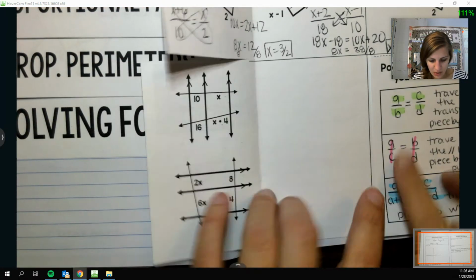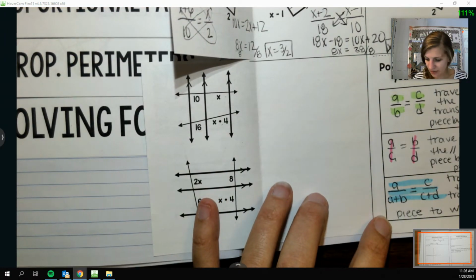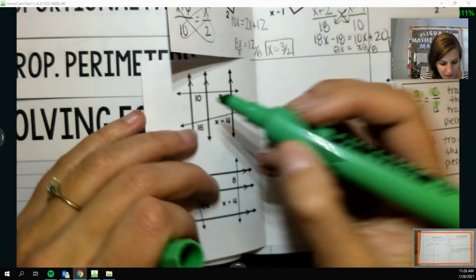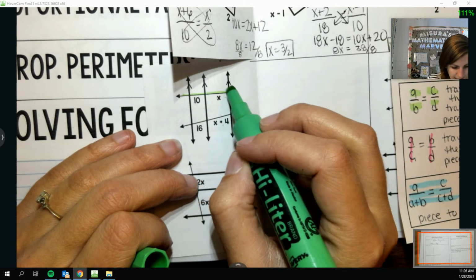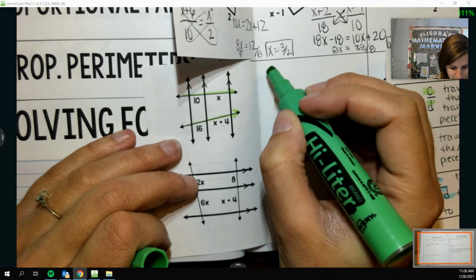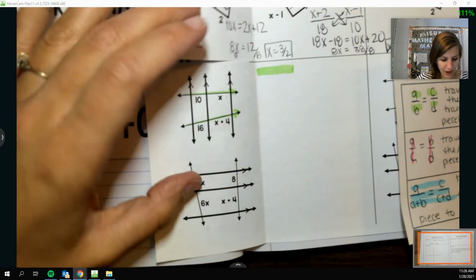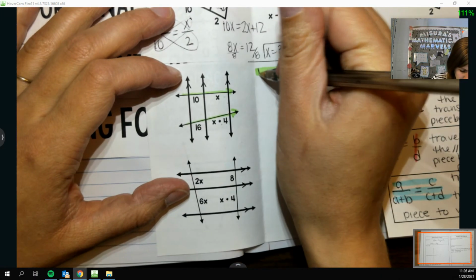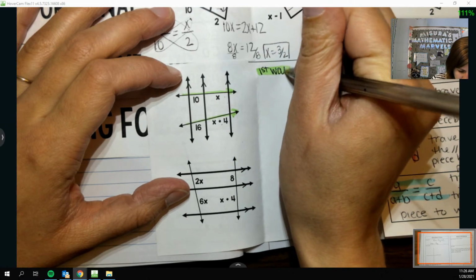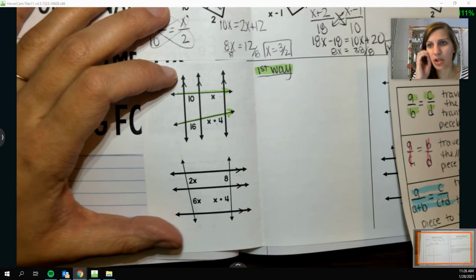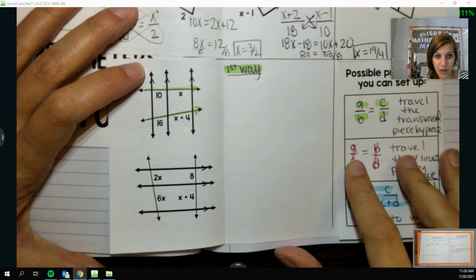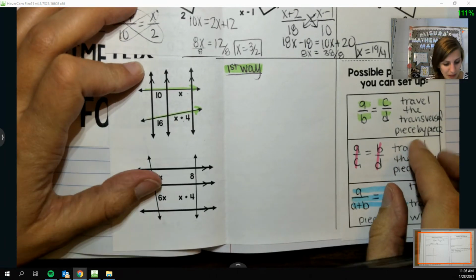So one of the ways we talked about was traveling the transversal. So if I travel the transversal like this, that's one way I can solve for x here. So first way. I'm not going to do them all two ways, but I do want to show you guys how you can do multiple ways. So travel the transversal piece by piece.